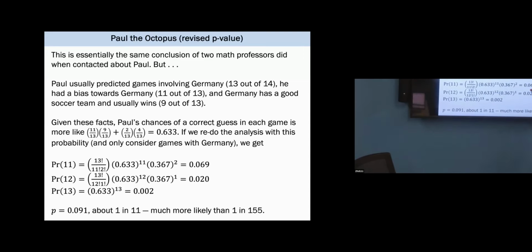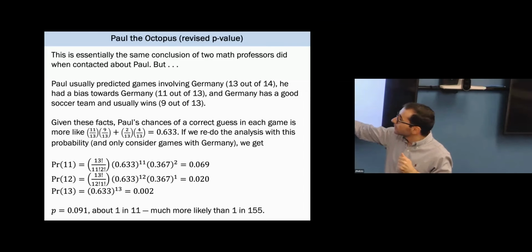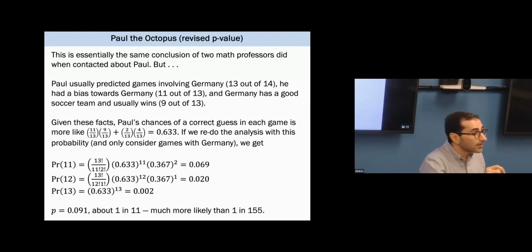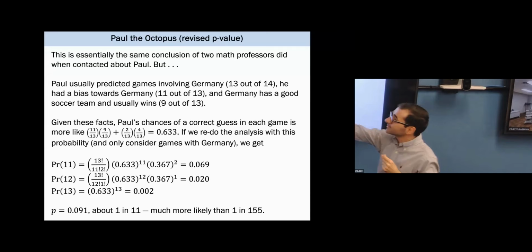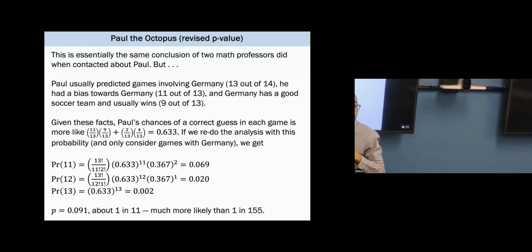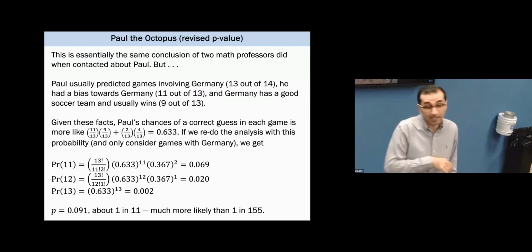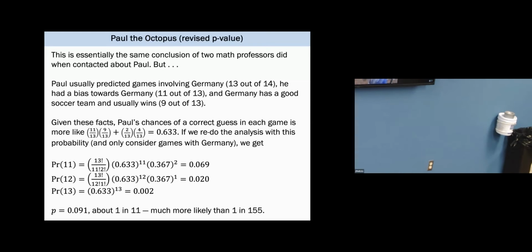So let's say, what's the probability that the octopus is going to predict at least 11 games out of 13 games? I'm doing the same kind of calculations. And again, even in this case, I'm going to get a probability of 0.091. So 1 in 11. So it's much more likely compared to our previous calculations. Okay, what does it mean?